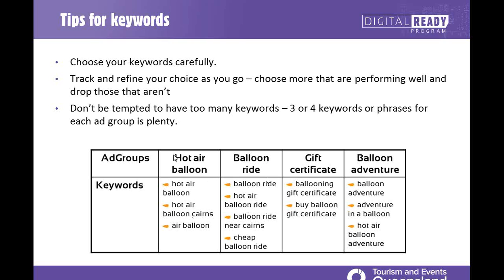So I've got one called hot air balloon, which is my first ad group, and the keywords are going to be hot air balloon Cairns, air balloon. I've got an ad group called balloon ride, and the keywords are going to be balloon ride, balloon ride near Cairns, cheap balloon ride. Gift certificate, ballooning gift certificate, buy balloon gift certificate, and balloon adventure is my last one, and the keywords are going to be balloon adventure, adventure in a balloon, hot air balloon adventure.